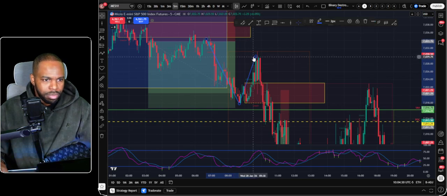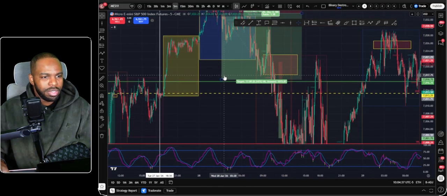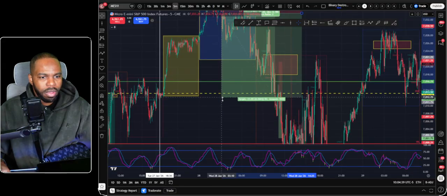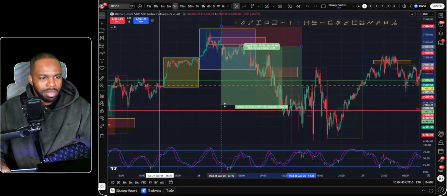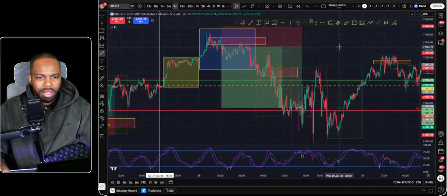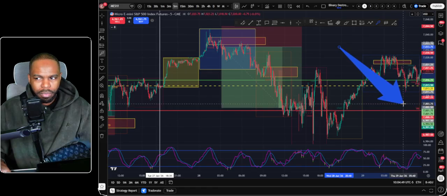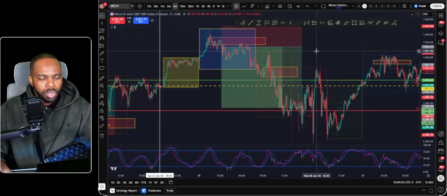Now I could have held the trade as well if I wanted to in the U.S. session, and caught this whole move down here and targeted the value area low. As you can see, price loves to come into these levels. So use these key levels to take trades off of, and use these key levels to take trades towards.